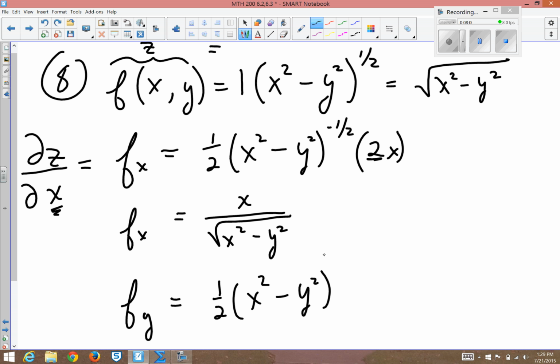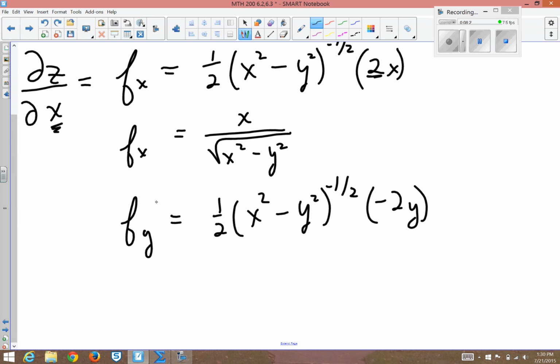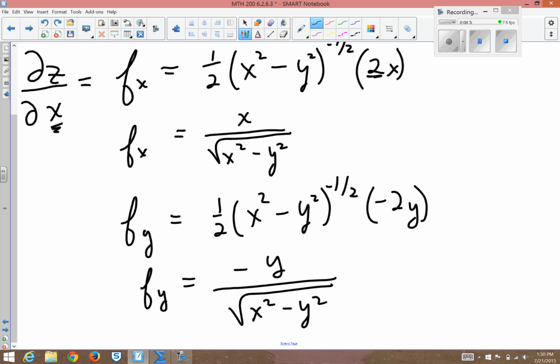Make the exponent -1/2. And now the derivative of what's inside here is 0 minus 2y, because we're pretending x is a constant when this y subscript is here. The partial derivative of f with respect to y is -y over the square root of x squared minus y squared, because this negative is part of the answer. Here it is.